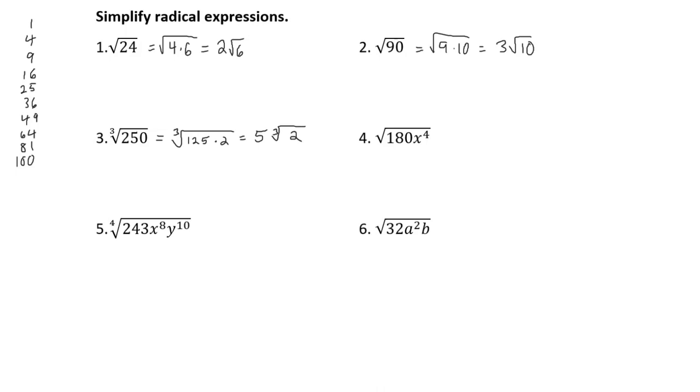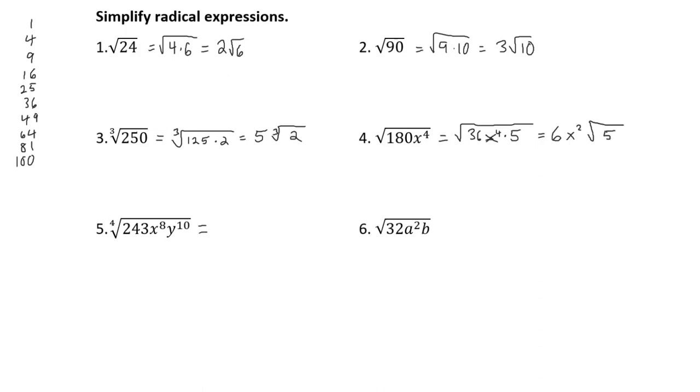Okay, looking at 180. 180 is 36 times 5. So 36 times 5. X to the fourth, well, that is a perfect square. So we'll put x to the fourth right there. And so then we get square root of 36 is 6. Square root of x to the fourth is x squared, because x squared times x squared gives you x to the fourth. 6 times 6 gives you 36. And what's left inside is a 5.